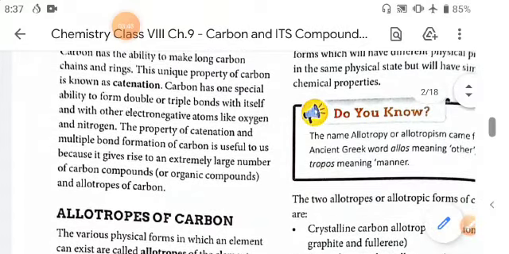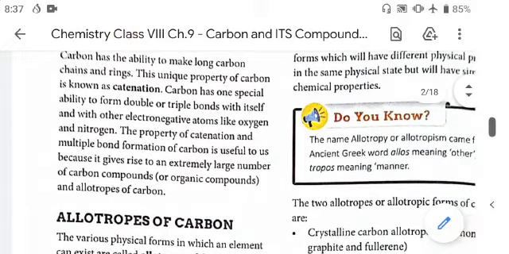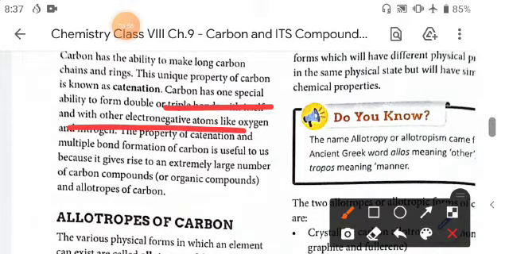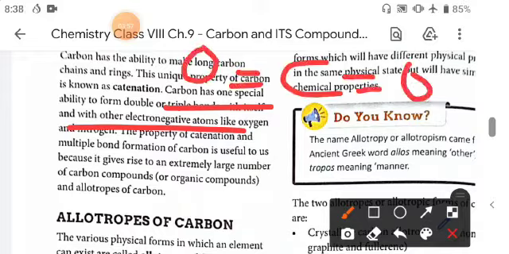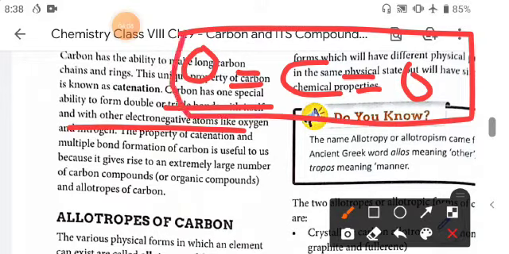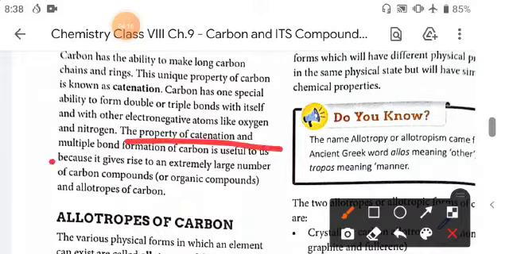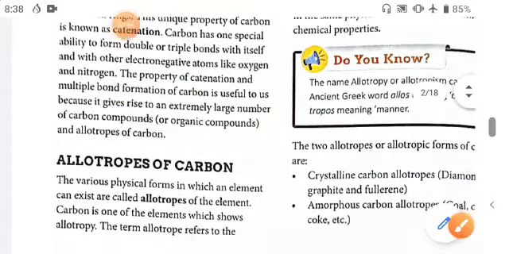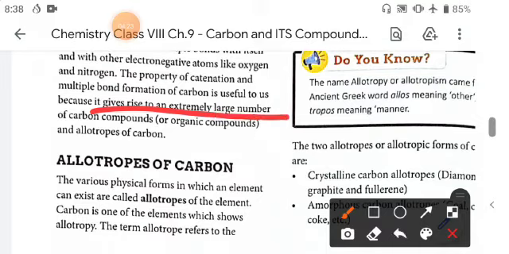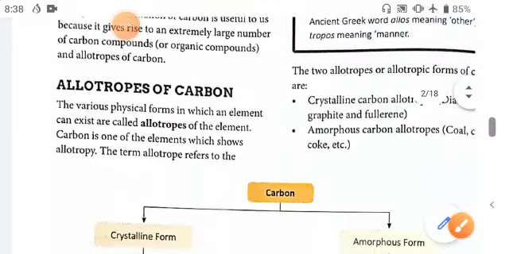It can also form double or triple bonds with other electronegative atoms like oxygen. See here, in CO2 it forms double bonds. This is the CO2. Now, the property of catenation and multiple bond formation of carbon is useful to us because it gives rise to an extremely large number of carbon compounds and allotropes of carbon.